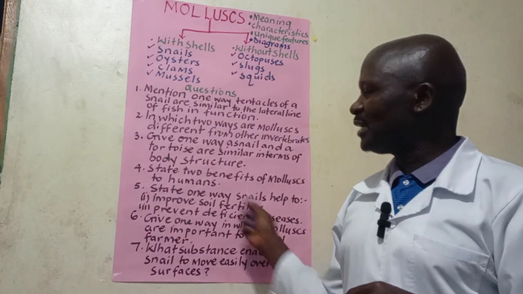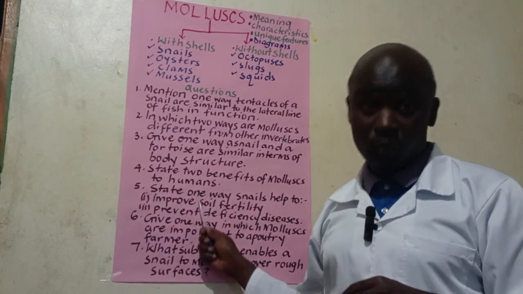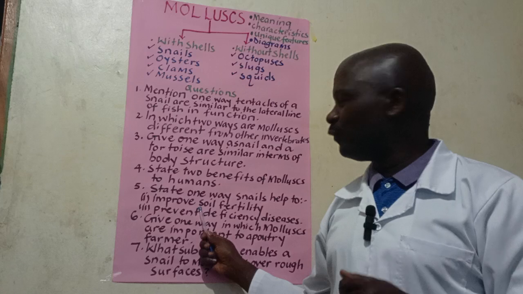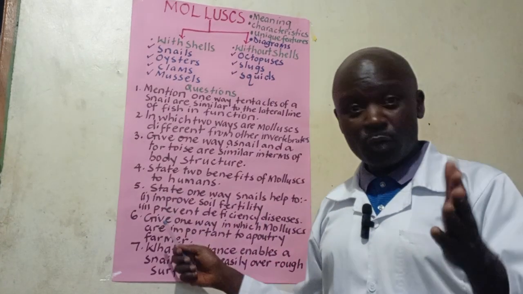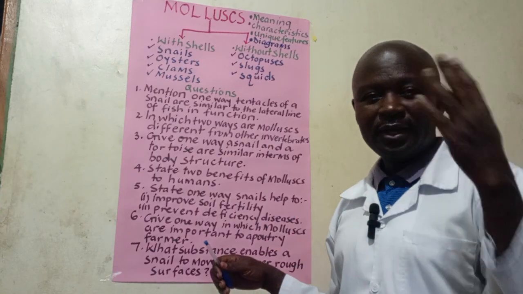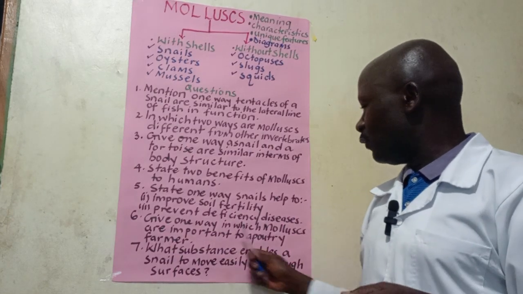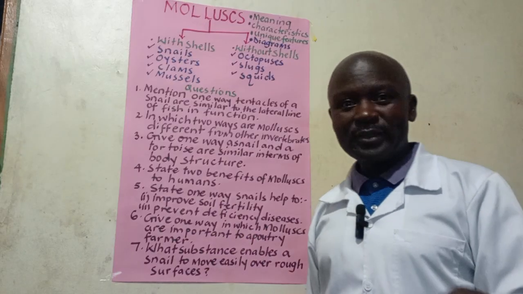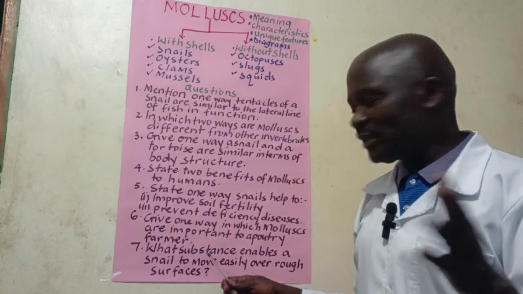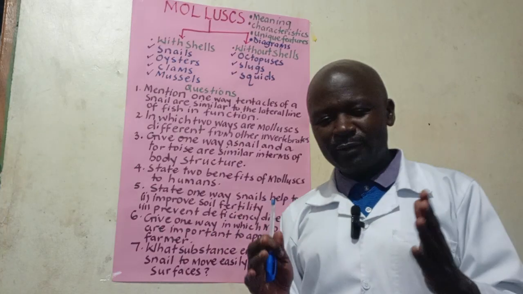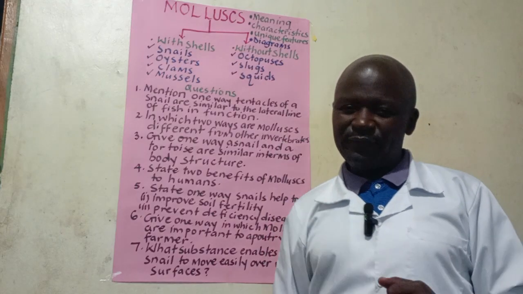For example, you look at these other questions. State two benefits of mollusks to humans. I'm waiting for its answer. State one way snails help to humans. One, improve soil fertility. Two, prevent deficiency diseases. Question 6. Give one way in which mollusks are important to a poultry farmer. Then the last question, what substance enables a snail to move easily over rough surfaces?